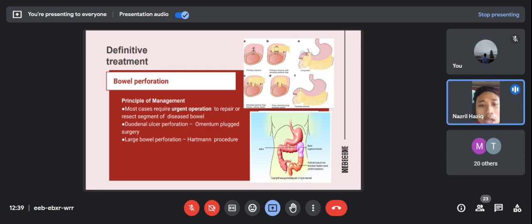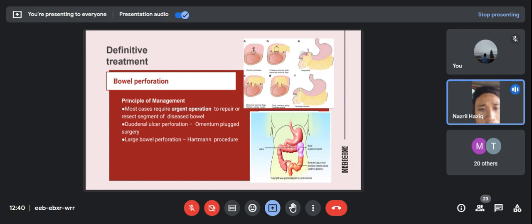Okay, next is causes of bowel perforation. In cases of bowel perforation, the principle of management is usually an urgent operation to repair or resect the segment of diseased bowel. For example, if we do a chest X-ray and we see air under the diaphragm, which is suggestive of duodenal ulcer perforation, we can do an urgent operation and repair by omental patch surgery, which you can see from the picture.